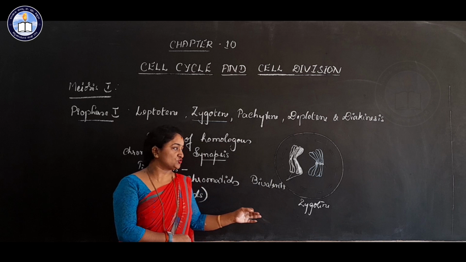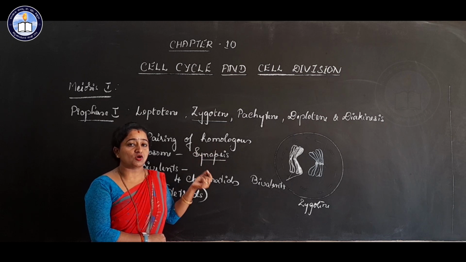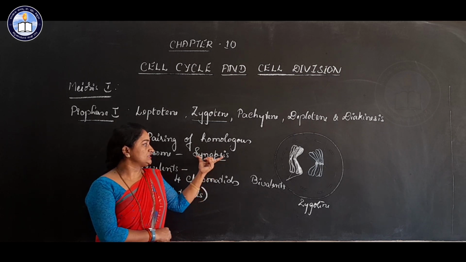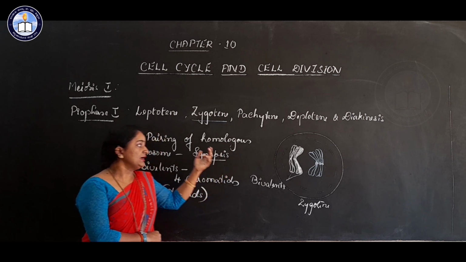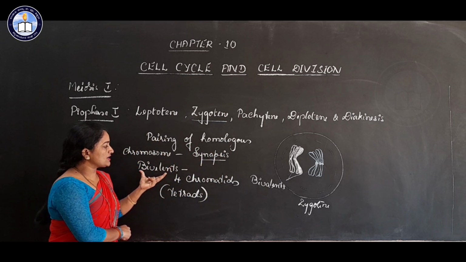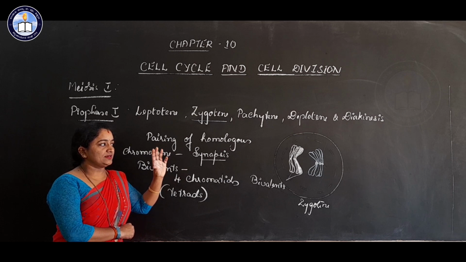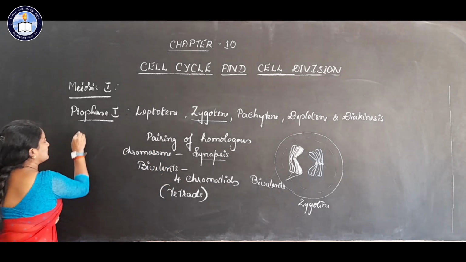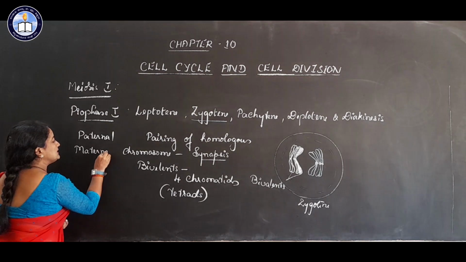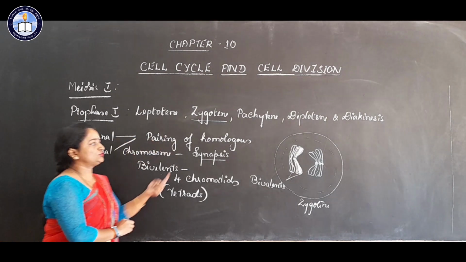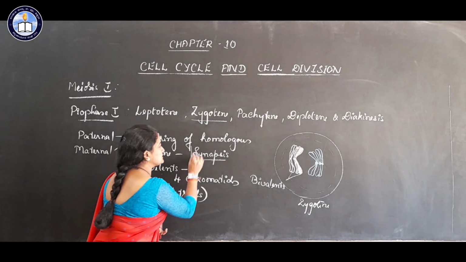Pairing of homologous chromosomes is called synapsis, and that synapsis is due to a proteinaceous complex called the synaptonemal complex, which develops between those two homologous chromosomes. The paired chromosomes are referred to as a bivalent. The pair has paternal and maternal chromosomes: paternal from the father, maternal from the mother. Paternal and maternal chromosomes pair together to form a bivalent, that is synapsis.